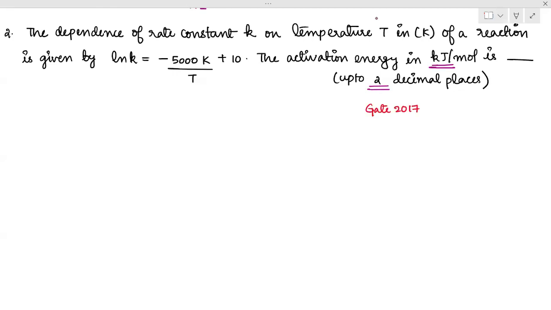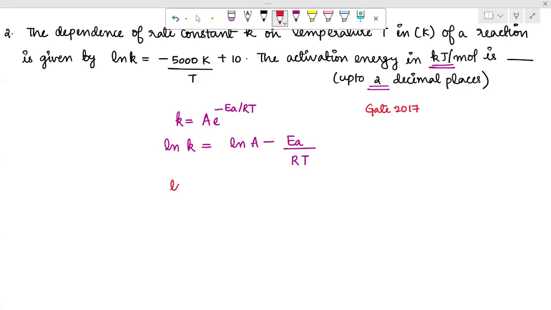Okay, now you already know that the Arrhenius equation is K is equal to A e to the power minus EA by RT. Now if we take ln on both sides, what we'll get? ln K is equal to ln A minus EA by RT. Correct? Now if you compare with what is given in the question, in the question it is given ln K is equal to 10 minus 5000 K by T. Correct? This is given in the question.